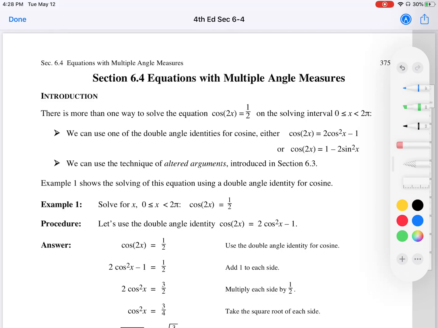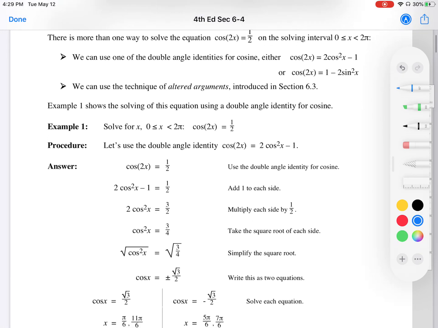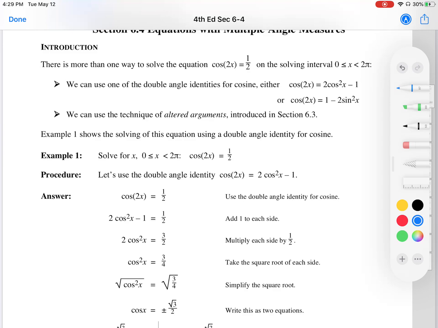Hello, we're going to continue our lecture with section 6.4, equations with multiple angle measures. So this is pretty much 6.3 continued. Now what we're going to add to this is maybe instead of doing arg for argument, we might be able to do something else. Maybe some type of trig identity.